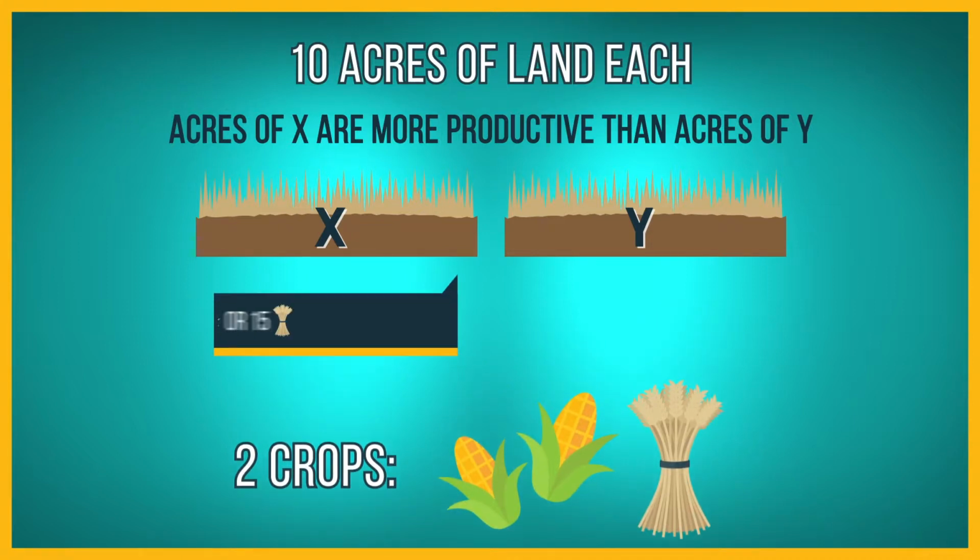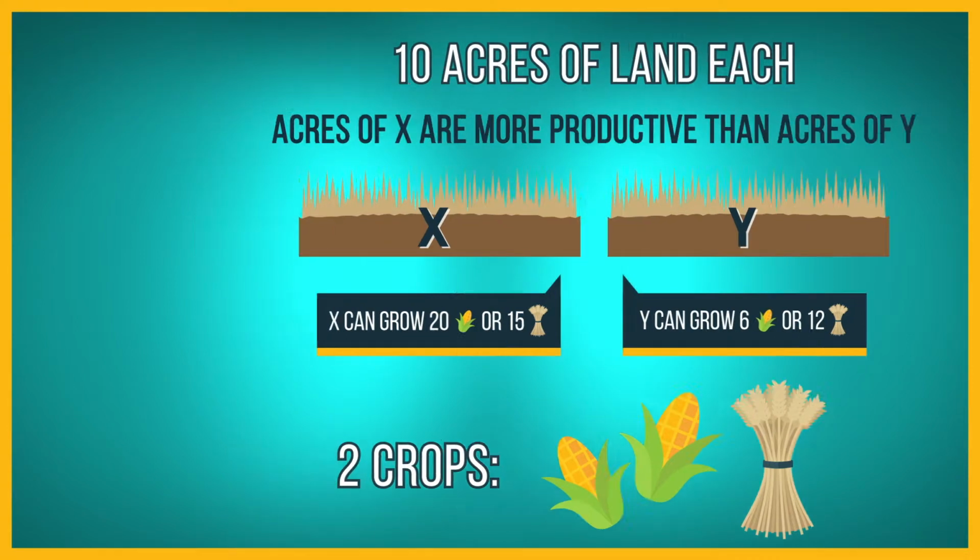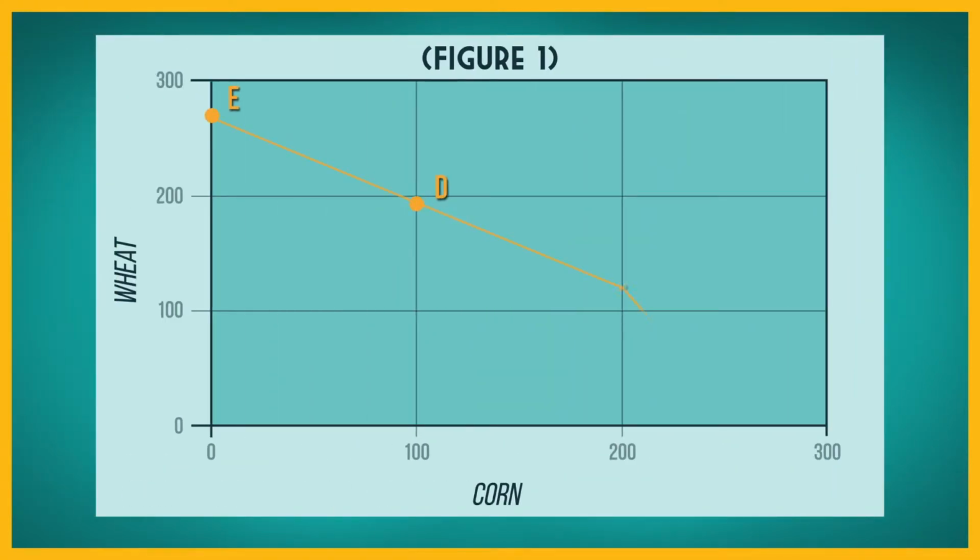Each acre of X can grow 20 bushels of corn or 15 bushels of wheat, and each acre of Y can grow 6 bushels of corn or 12 bushels of wheat. The line segments in Figure 1 show the combinations possible when the economy allocates X to wheat only after using all of its Y for wheat.